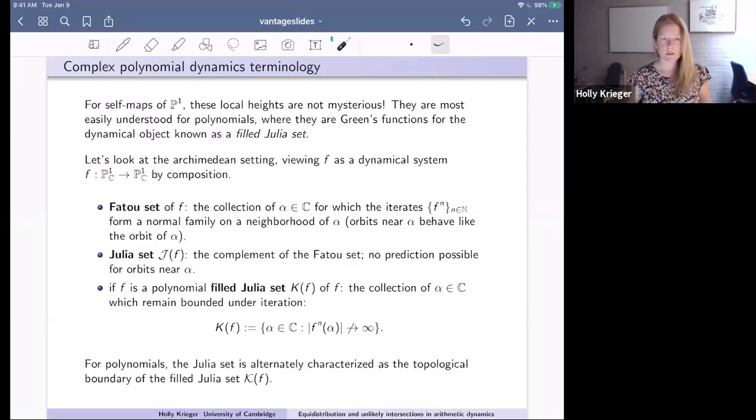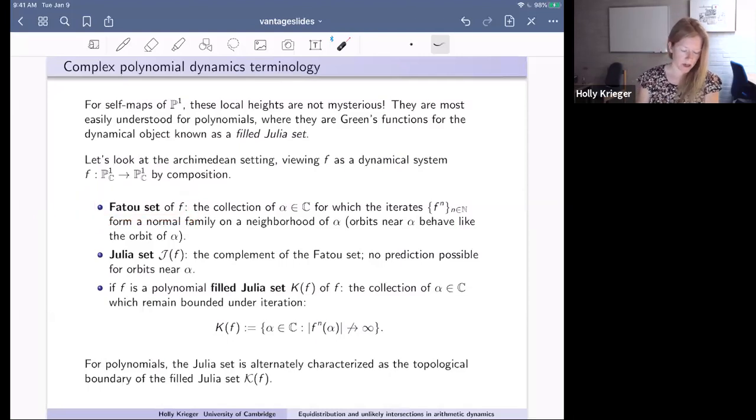All right, so I said these local heights are complicated, but for self-maps of the Riemann sphere, they're not that bad. In particular for polynomials, they're very well understood, at least from the perspective of potential theory, because they're Green's functions for dynamical objects associated to the endomorphism. So let me define for you these dynamical objects. Now let's restrict our attention here to self-maps of P1.